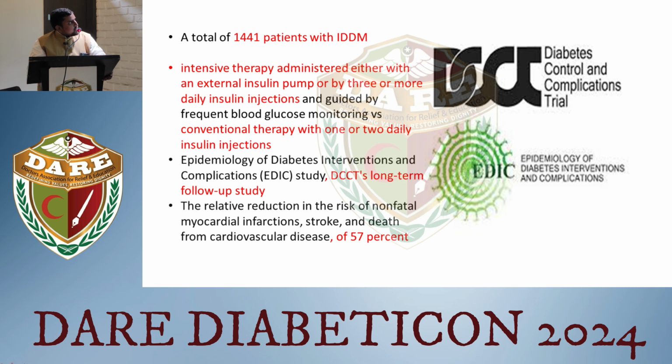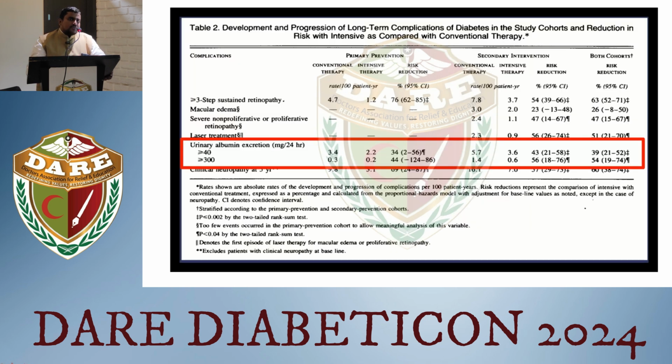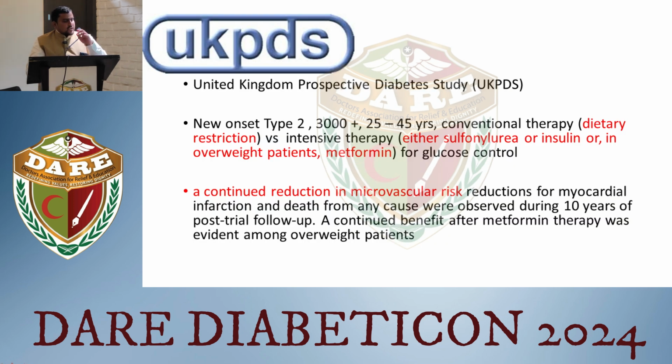studied, and this was substantiated by the EDIC trial. It was shown that the overall reduction, not only in diabetic kidney disease but also in non-fatal myocardial infarction, stroke and death, was around 57%. And the secondary outcomes were studied with respect to urine protein creatinine ratio. It was seen that there was a 40 to 50% reduction in the UPCR over the time period of this study.